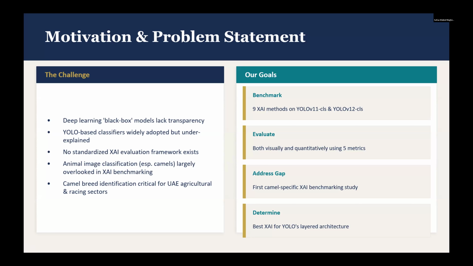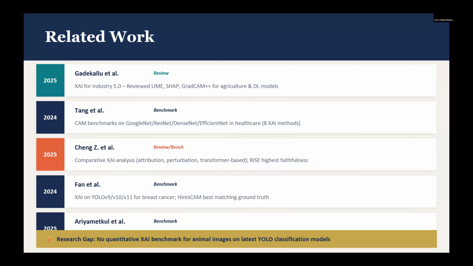We're going to benchmark 9 different XAI methods. We're going to evaluate them qualitatively and quantitatively using 5 metrics. And we are going to determine, per the results, the best method for XAI on the YOLO architecture, specifically classification.